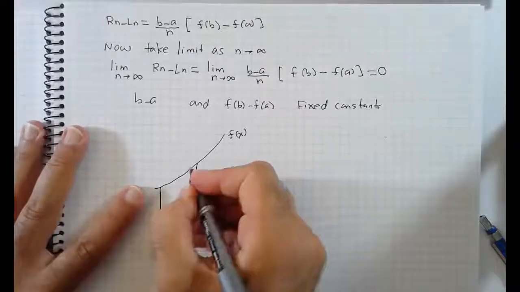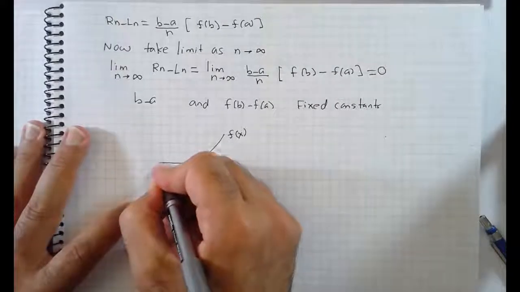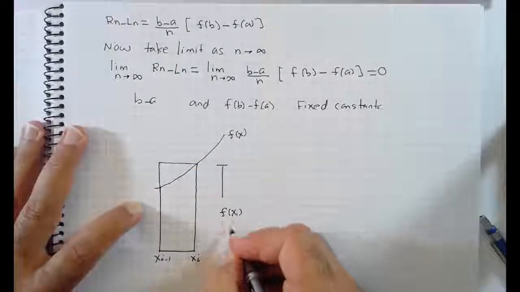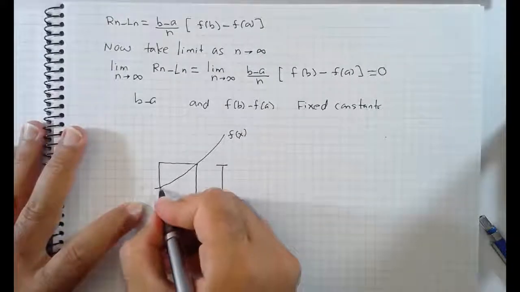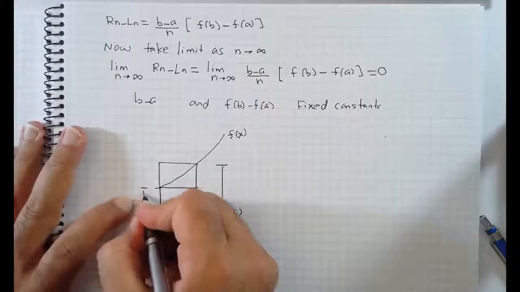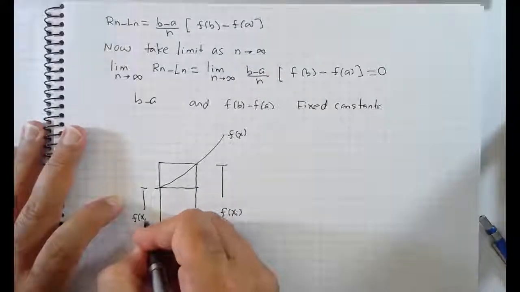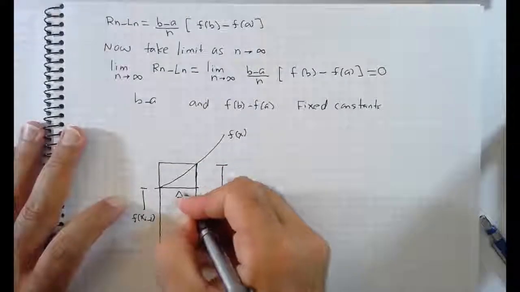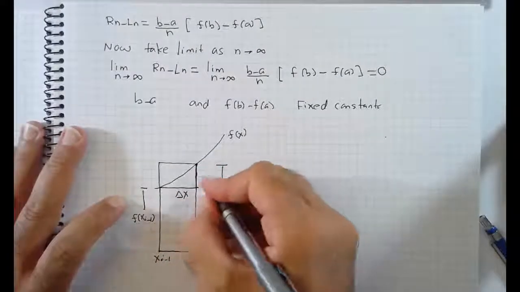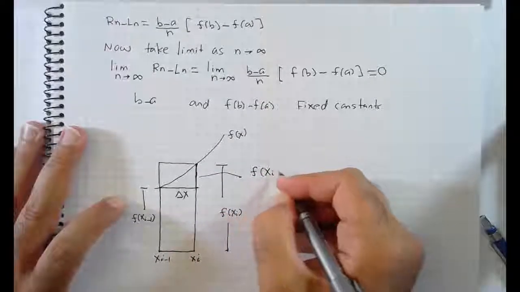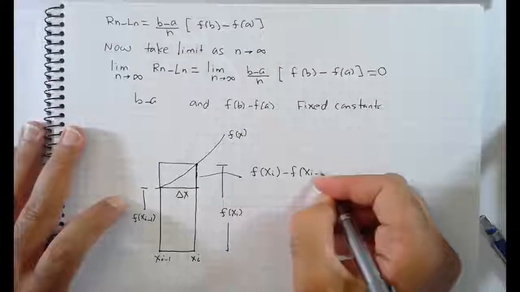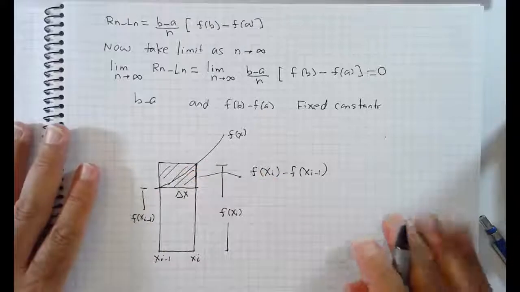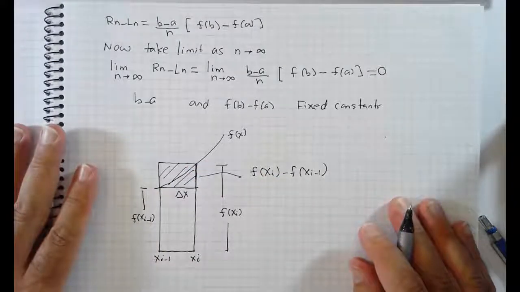Now with the right-hand rule, we evaluate at the right endpoint. So all of this is f of xi. With the left-hand rule, we evaluate at the left endpoint. So all of this is f of xi minus 1. Now this is delta x of course, and this difference is going to be f of xi minus f of xi minus 1. So you can see how essentially the sum of these differences will approach 0 as n goes to infinity. Okay, thank you.